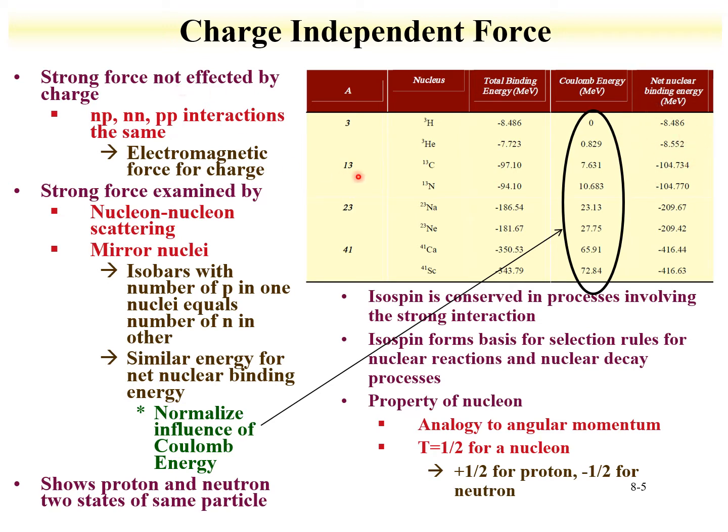And this can be used to show that protons and neutrons can be considered two states of the same particle. And actually this term is called isospin, and it's another parameter that can act to determine reactions based upon the strong nuclear force. And here's some data on isospin. It's a property of a nucleon where the proton can have an isospin of 1/2 and the neutron an isospin of -1/2.